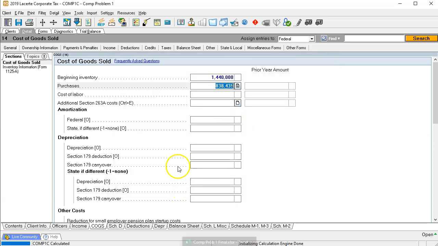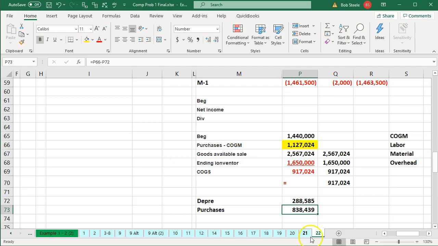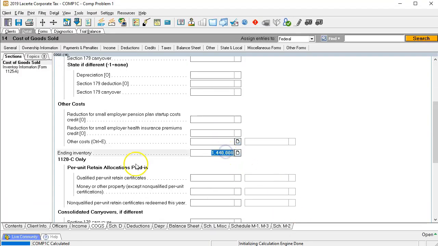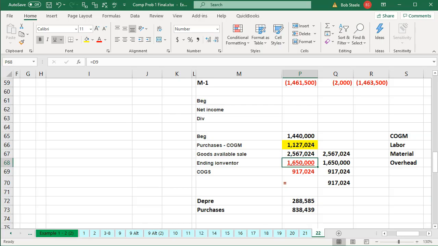Then we're not going to put the depreciation because it's being pulled from the depreciation schedule. So this is going to be a component as well. These two, of course, make up that total purchases number here. That gives us the cost of goods available for sale. And then we're going to have the ending inventory, which is the 1650000. So ending inventory, where is the ending? That's going to be 1650000, I believe. That was it, right? I'm pretty sure.